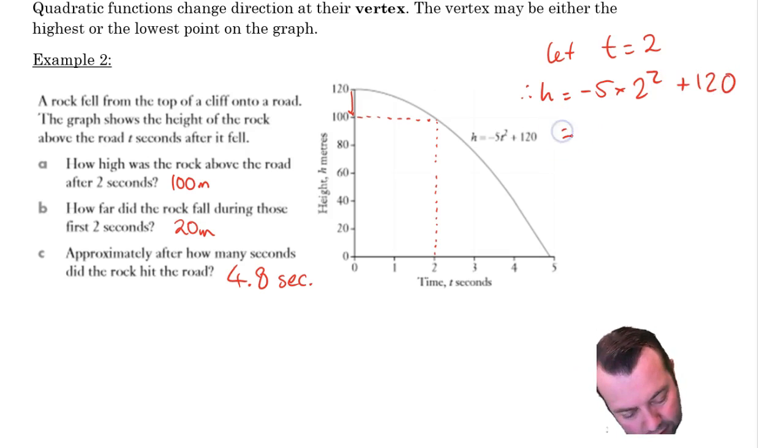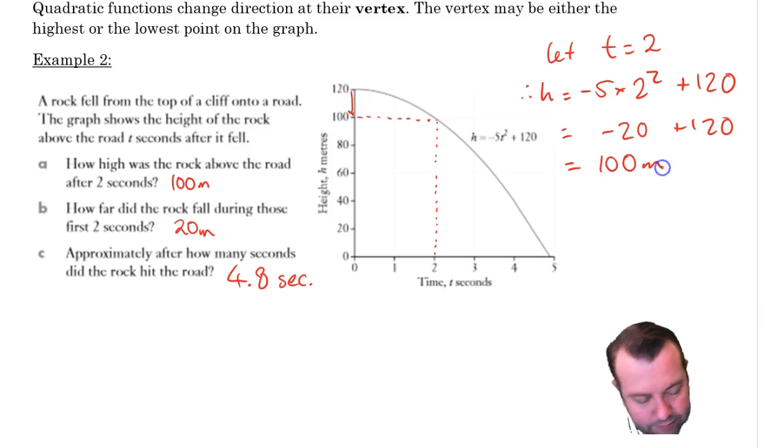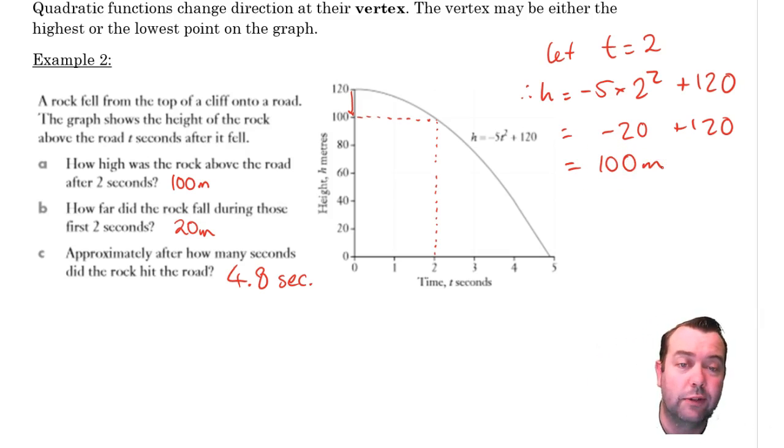That equals, 2 squared is 4. Negative 5 times 4 is negative 20. Negative 20 plus 120 is equal to, what's that equal to? 100 metres. Spot on, that's what we worked out. That's what we estimated from the graph.